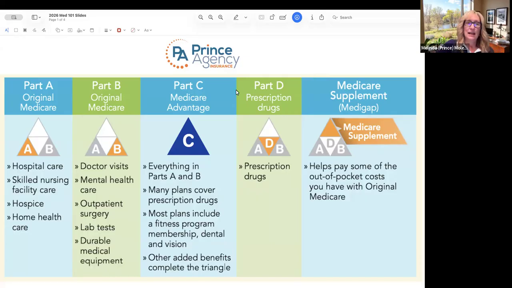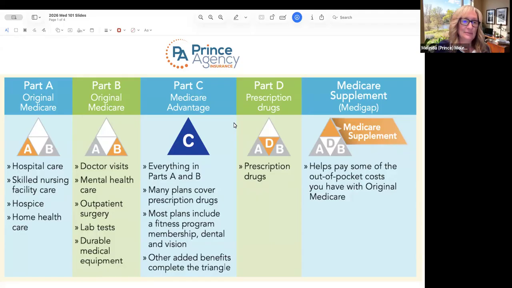All right. So you should see triangles on your screen, and we're going to talk about the basics. Original Medicare. That is a term that's used often. It refers specifically to parts A and B.